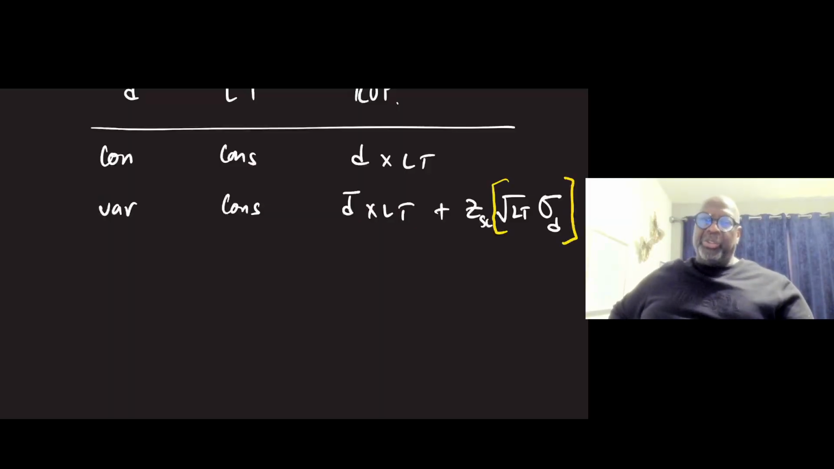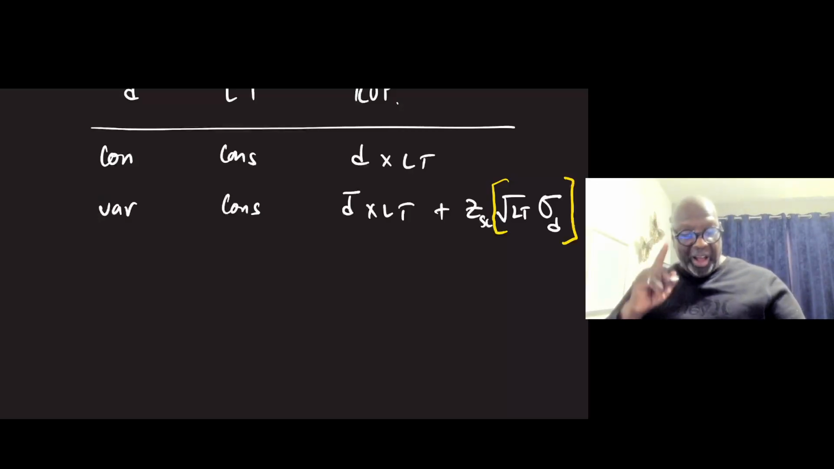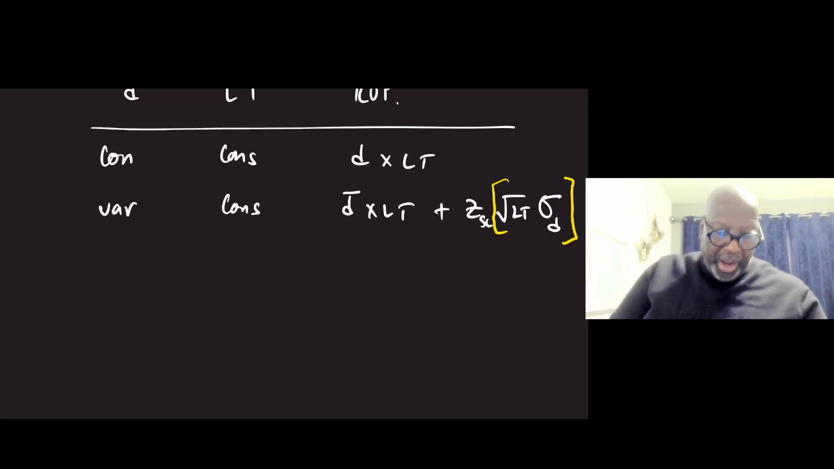Now, I'm not going to try to prove that to you. I just need you to accept that that's what it is, because it requires a little bit of mathematics to show you that. So when the demand is variable and the lead time is constant, then the standard deviation of the demand during the lead time is the square root of LT times the standard deviation of the demand.